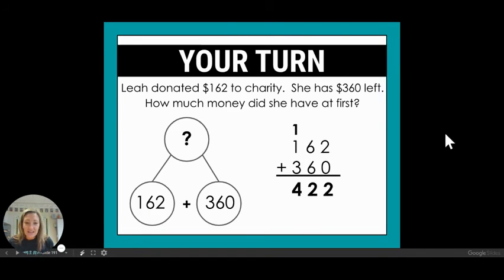Okay, let's check your answer. So I know that Leah donated $162, so that's going to be one of my parts. But she still has $360, so that's going to be my other part. So what I'm looking for is my whole, because I want to know, well, how much money did she have at first? She had some money. She gave $162 to charity, but then she still had some left. So I need to add together those two parts to figure out my whole.